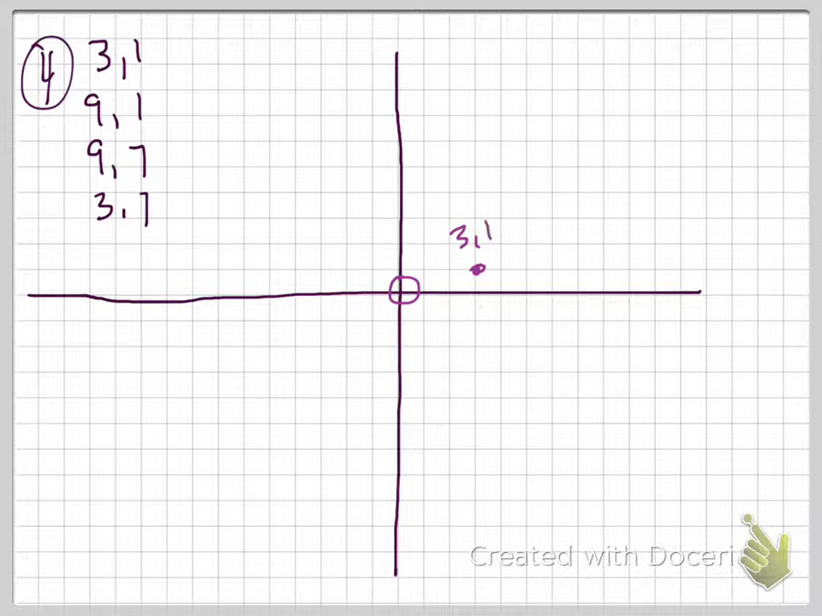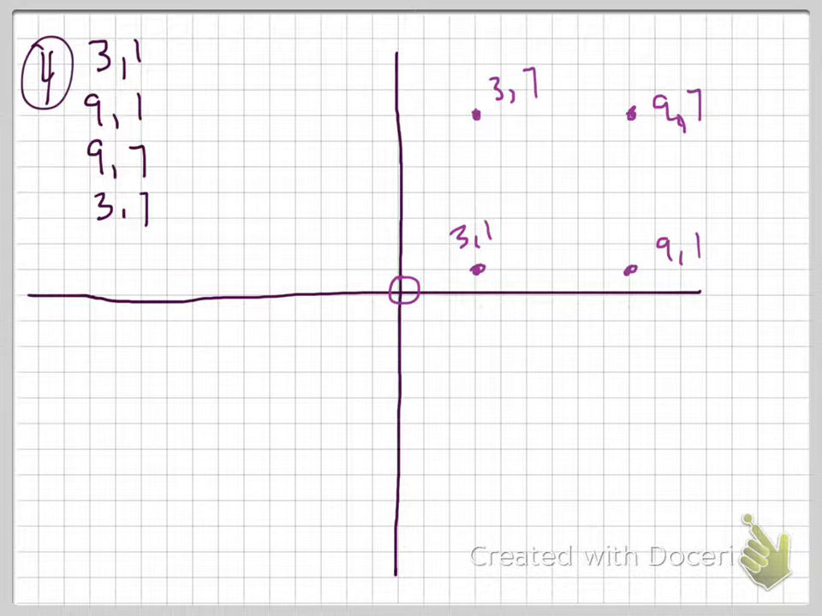And my next point is 9, 1. So 1, 2, 3, 4, 5, 6, 7, 8, 9. That will be right here. That's going to be 9, 1. And then I have 9, 7. So I'm over 9 again, but this time up 7: 1, 2, 3, 4, 5, 6, 7. So 9, 7 will be here. And the last one is 3, 7. So this will be 3, 7.